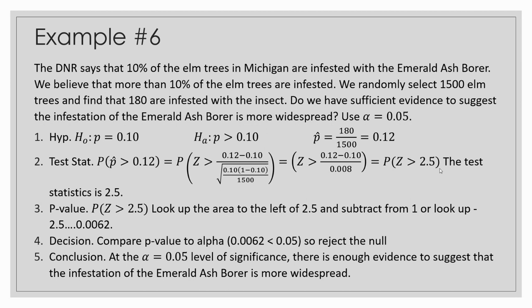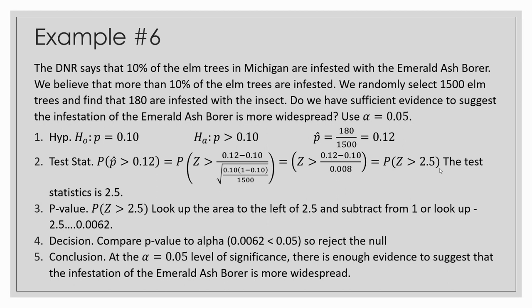This again is area to the right. We know how to handle that. You've got 2 choices for how to do that. Either way, you get 0.0062 as your p-value, as your probability for this sample. So the question is, is this sample rare enough? Well, we have to compare to alpha, and what do you notice? It's less than alpha. It's less than 0.05. So this is significant. So we reject the null.